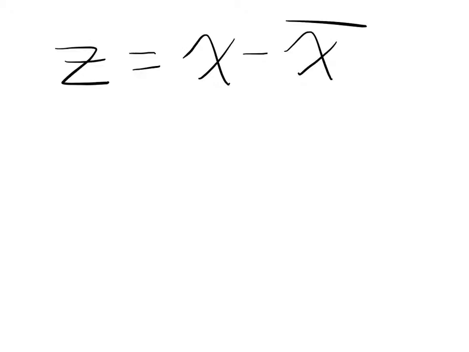Here is the formula we use to calculate the z-score. Though there are variations, this one's the most straightforward in my opinion. Z equals x minus x bar, which is the mean, over s, which is standard deviation.